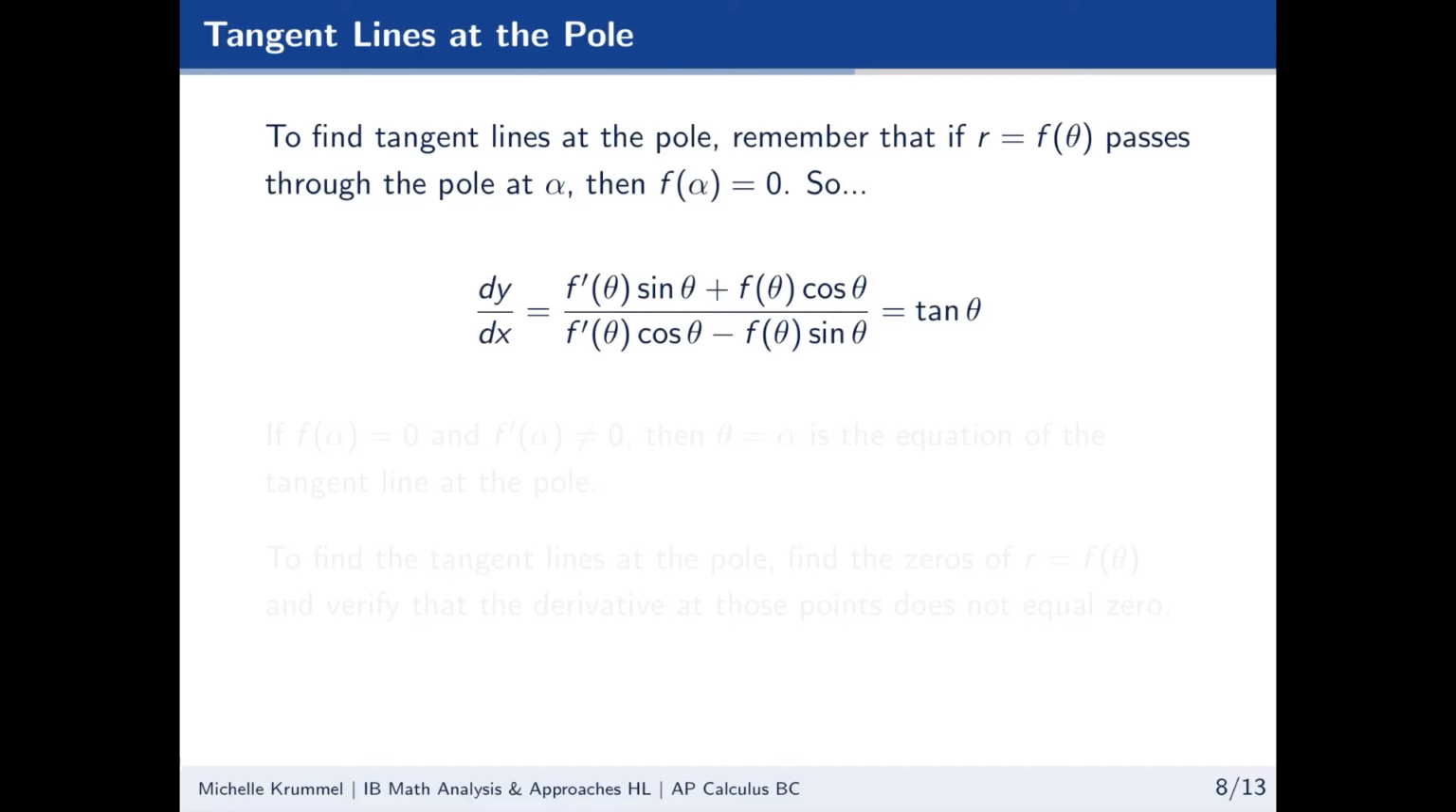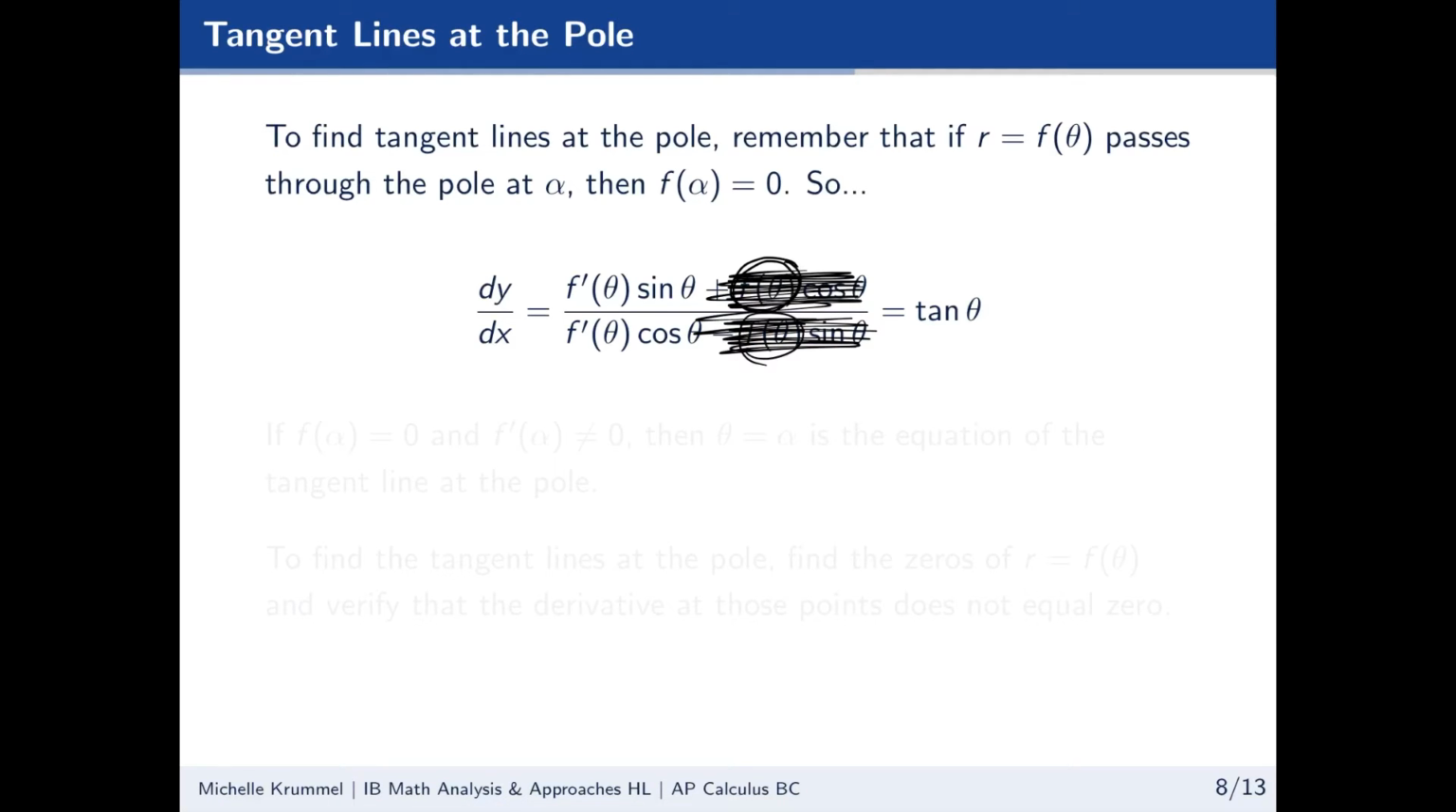If our point of tangency is the pole, then we have f of theta equal to 0. So if f of theta is equal to 0, then this part of the equation becomes 0 times the cosine of theta. 0 times the cosine of theta is 0. So this drops out of the equation. And in the denominator, something similar is going to happen. If f of theta equals 0, then 0 times sine of theta equals 0. So this drops out of the equation.